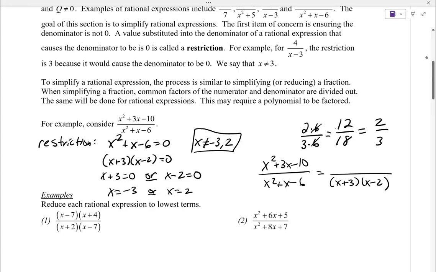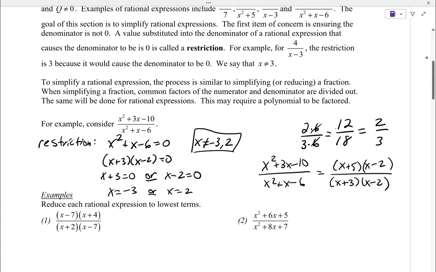Well, you already factored the bottom, right? We already did that a minute ago, didn't we? The x squared plus x minus 6, we already factored that when we solved the equation. Let's do the exact same thing on top. What does the top factor as? Good, x plus 5 and x minus 2.